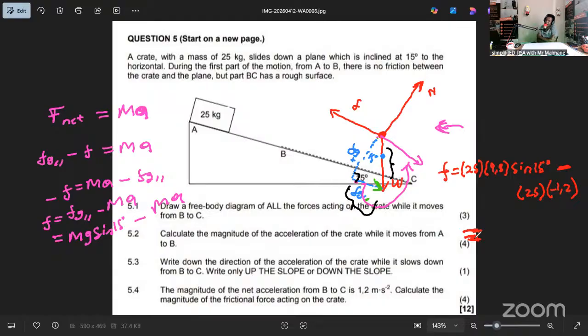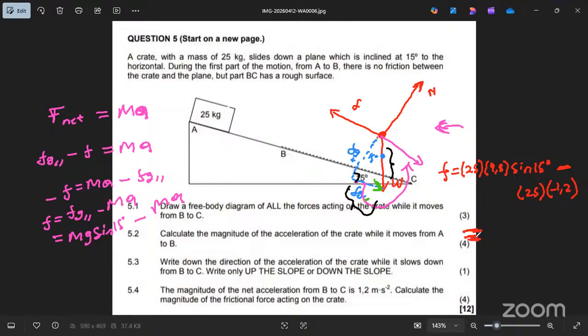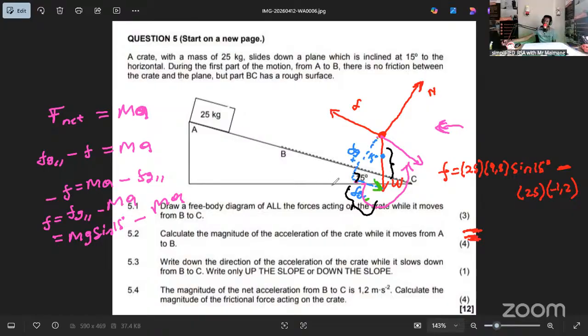Negative in physics represents direction, positive in physics represents direction, but sometimes for calculations we also have a plus and a minus. When you guys calculate, do you all get 93.41? Yes. That's our frictional force.